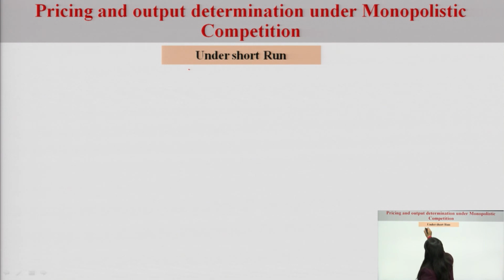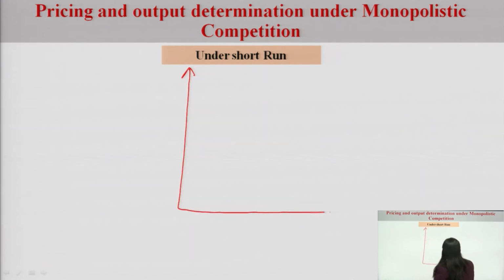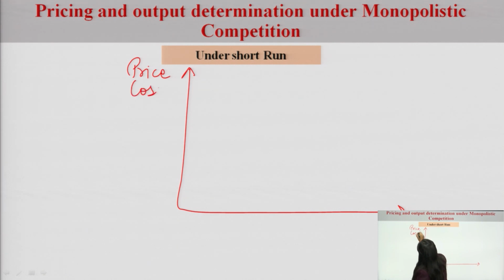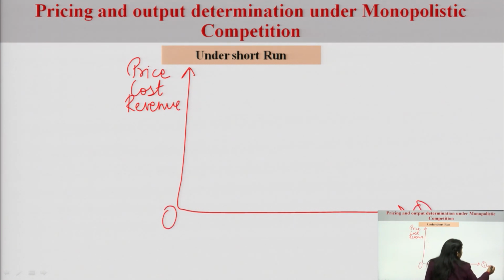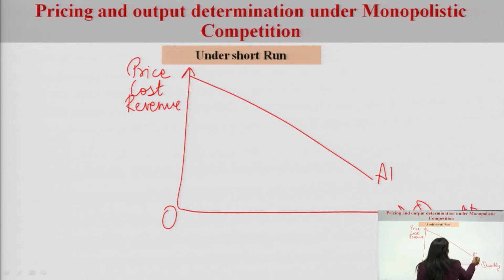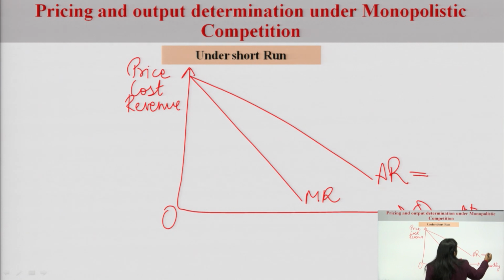So, what we have said earlier, if we want to depict that on the curve, here is the price, here is the cost, here is the revenue on the y axis, here is the quantity on the x axis. And how is the average revenue? It is falling downwards. And how is the marginal revenue? It is below the AR curve. And how is the demand? Demand is equal to AR.